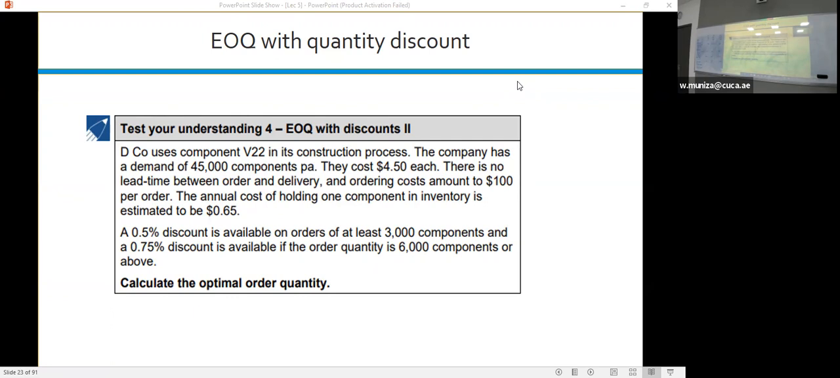Yes, 0.5%. So the purchase price is going to be reduced. It will be 99.5%.